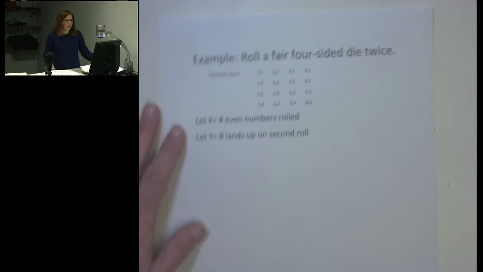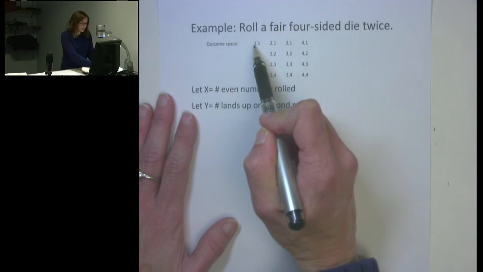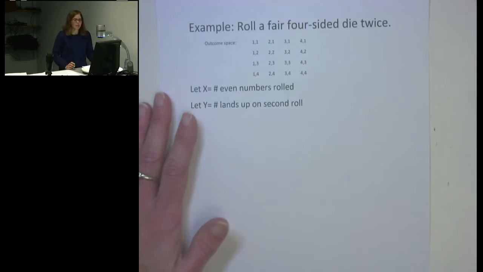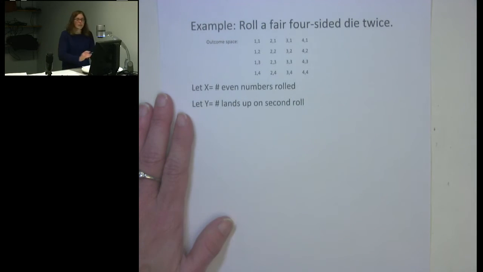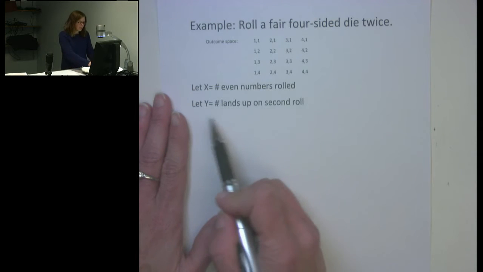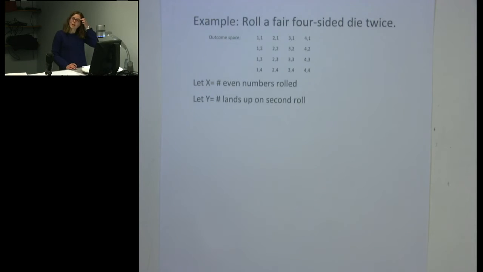is going to be looking at rolling a fair four-sided die twice. So the outcome space in terms of the things that we could have the die land with is a 1 and a 1, a 1 and a 2, and so on. We've got 16 outcomes in the outcome space. X is the number of even numbers that land facing up, and Y is going to be the number that lands facing up on the second roll. And we are going to look at the joint probability mass function for X and Y to start with. Then we'll look at the marginal distributions, conditional distributions, and finding expected values.